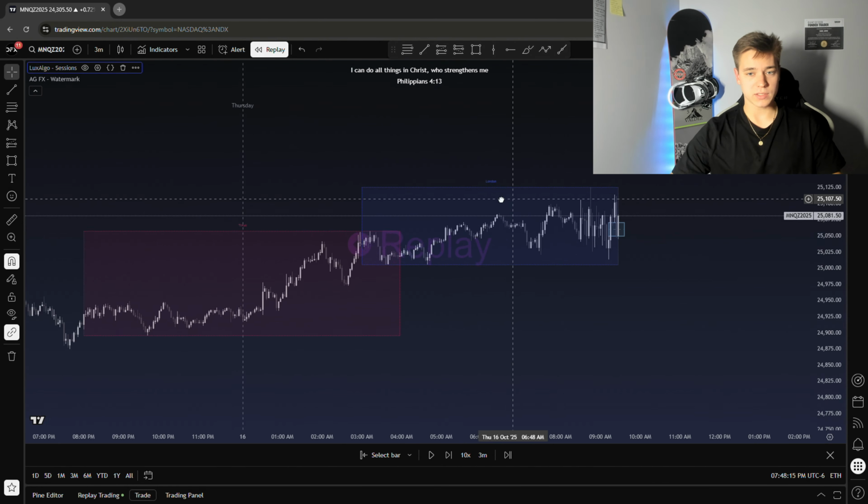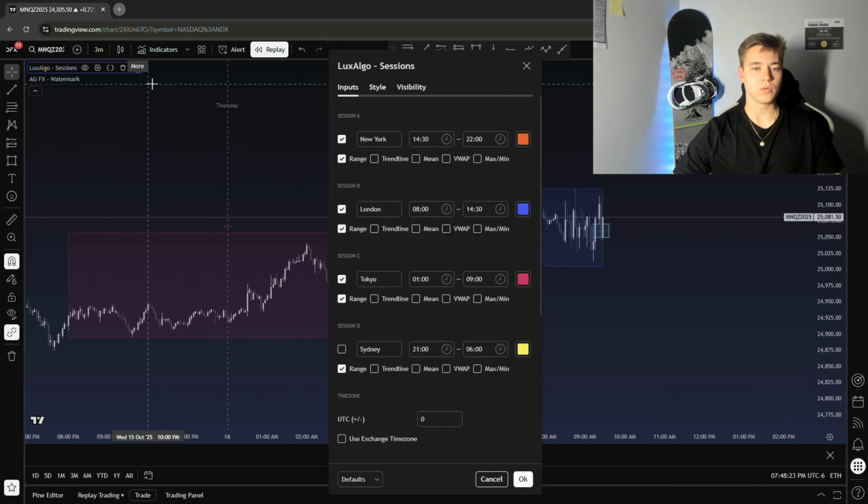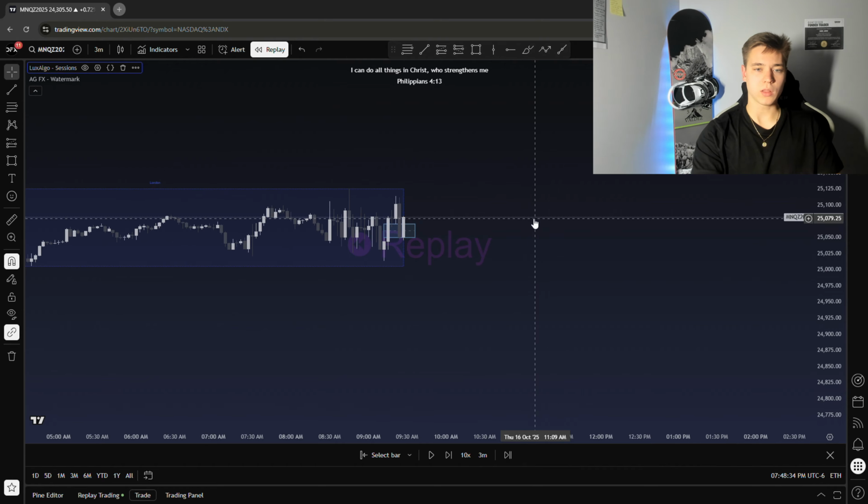Now, another thing I did want to mention as well, if you want this indicator where it gives you all the session highs and lows, it's called Lux Algo Sessions. Very simple. You have to adjust the trading hours and stuff like that. It's pretty simple and easy to use. You can adjust the colors and stuff like that. But that's that. So this is exactly what I look for.